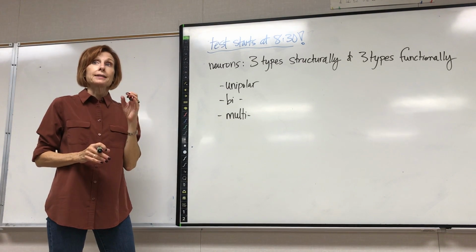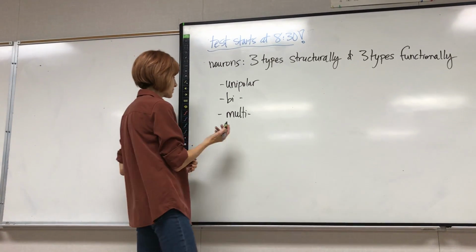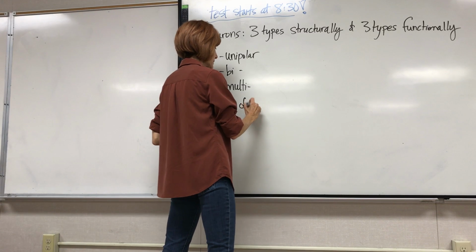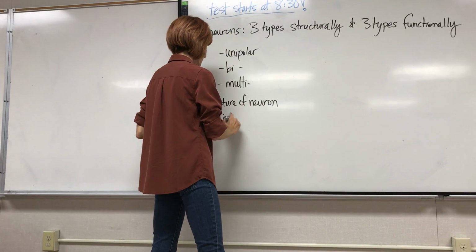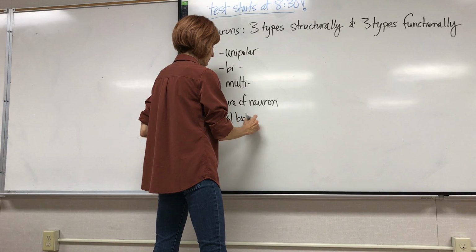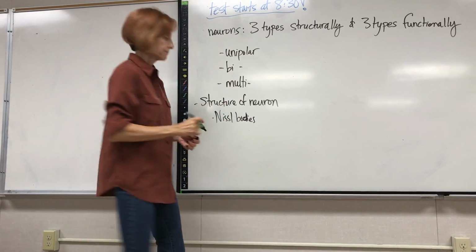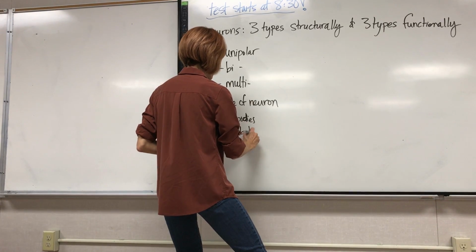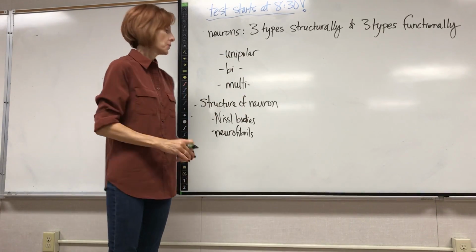Also, we took a look at a neuron kind of in a more detailed way, so you should know things like the Nissl bodies, right? Also called chromatophilic substance, okay, neurofibrils, axon hillock, dendrites, etc. Okay.